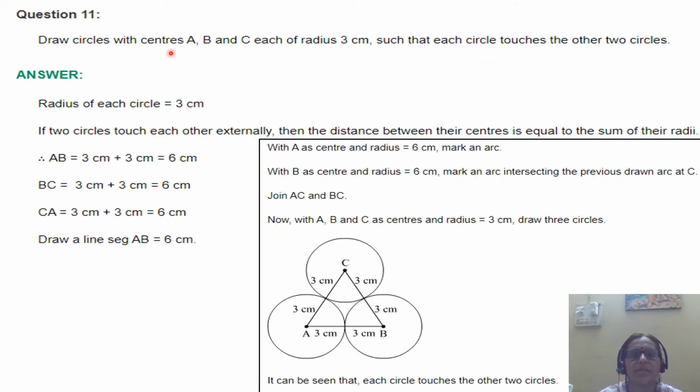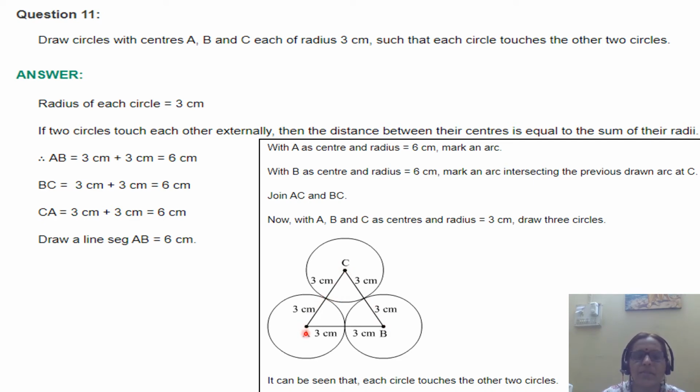Draw circles with centers A, B and C, each of radius 3 cm, such that each circle touches the other two circles. Now the radius of each circle is 3 cm. If two circles touch each other externally, then the distance between their centers is equal to the sum of the radii. We know this. Now AB is 3 plus 3, that is 6. BC is 3 plus 3, that is 6, and AC is 3 plus 3 cm, that is 6.